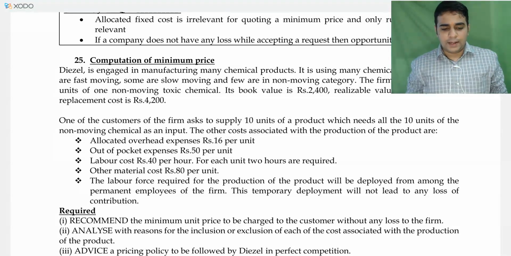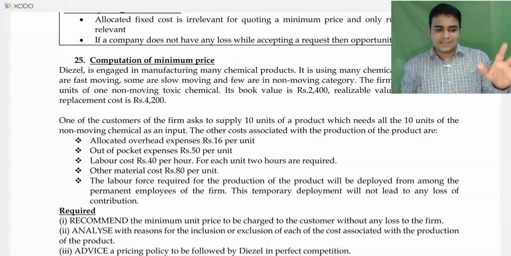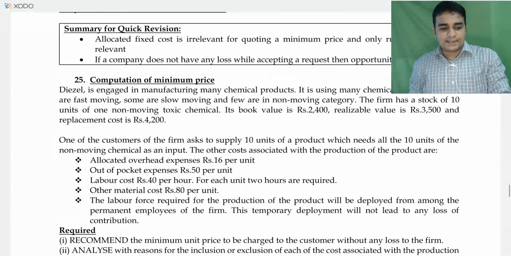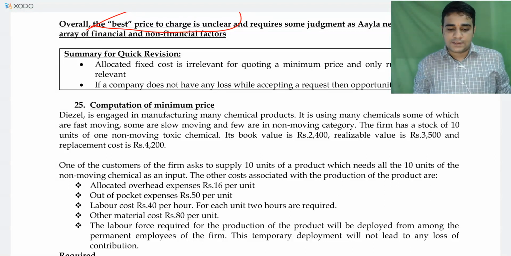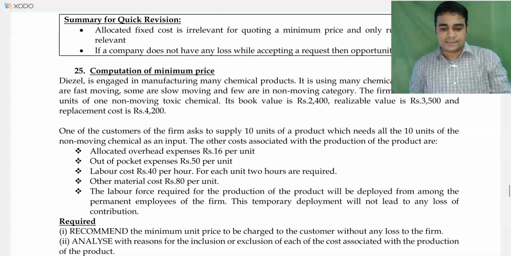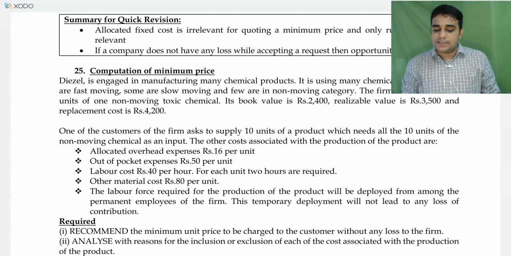Okay, we are required to recommend the minimum price to be charged for this special work which has come. One of the customer has asked for supply of 10 units of some product which needs this non-moving toxic chemical. The firm has a stock of 10 units of the non-moving toxic chemical, and it has some book value, realizable value, replacement cost, everything is given. I need to use all these 10 units, recommend the minimum price, analyze with reason for the inclusion or exclusion of each of the cost associated.